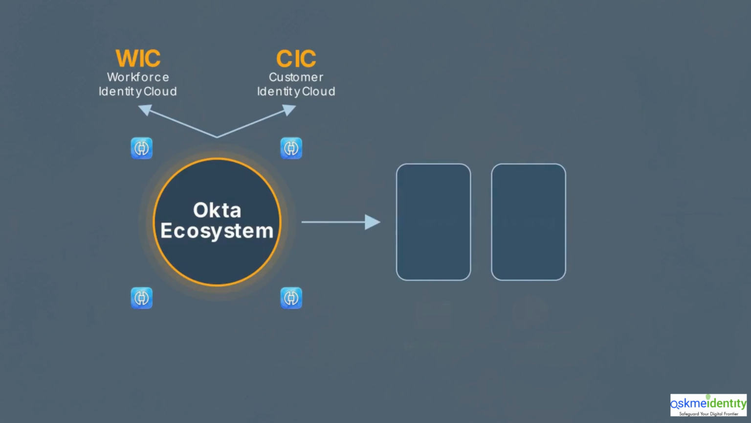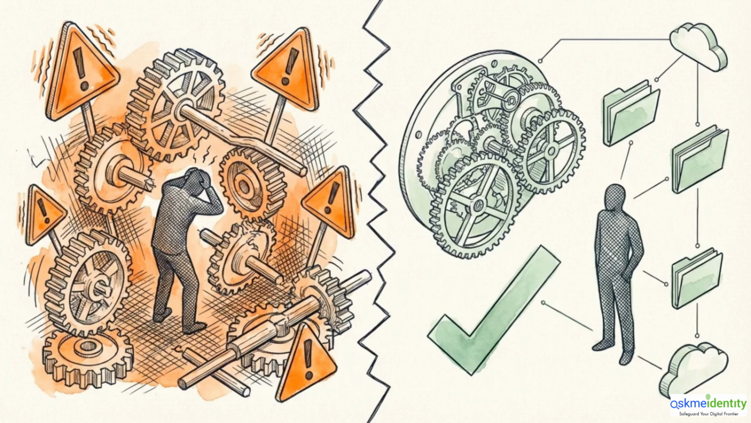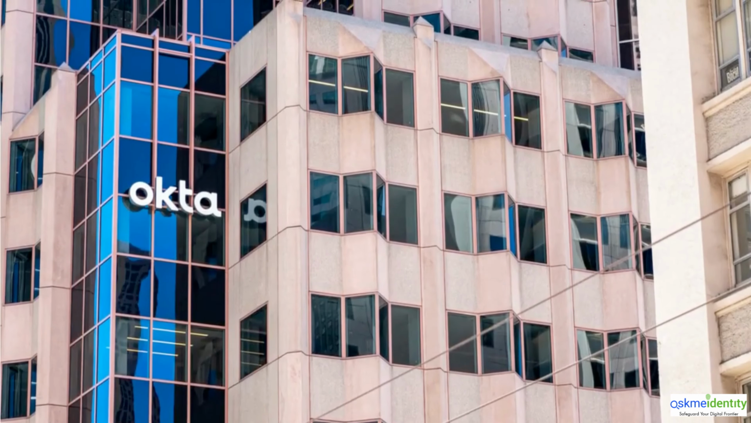In this video, we're going to decode the Okta ecosystem. We'll translate the acronyms, map out the core product architecture, and break down exactly how the pricing tiers work. By the end of this, you'll see how proper identity management turns a potential security risk into a streamlined operational advantage. Okta is what we call an identity as a service provider, or IDaaS.